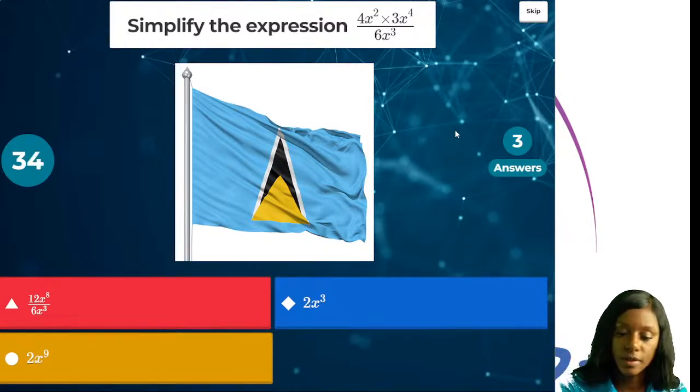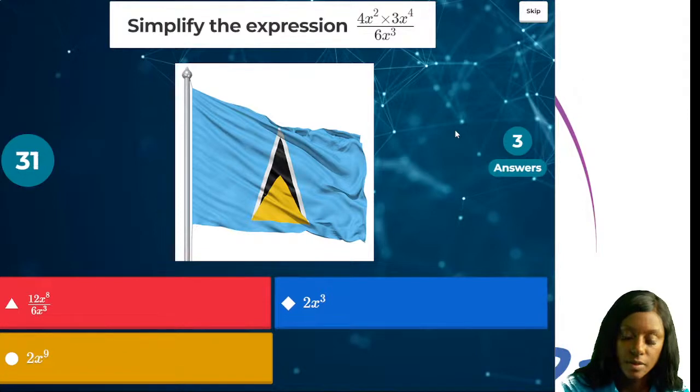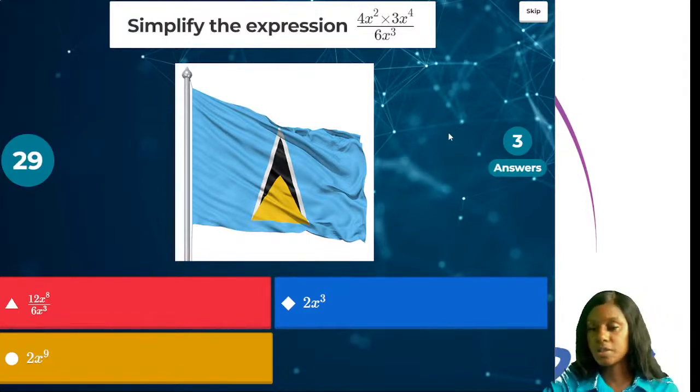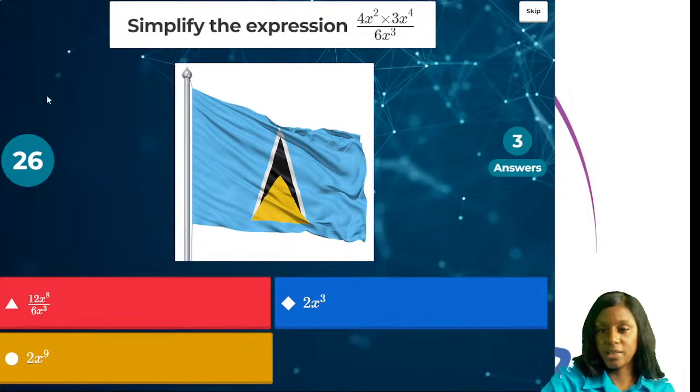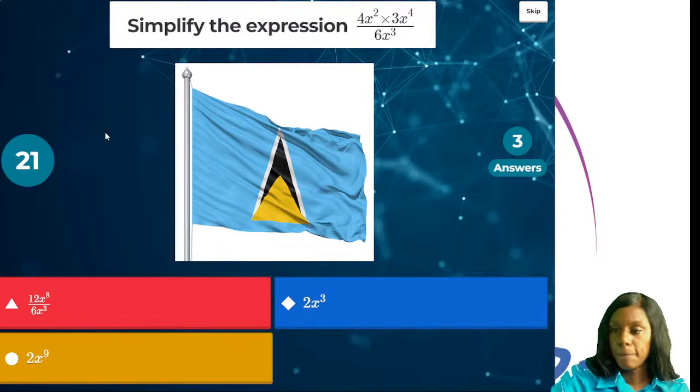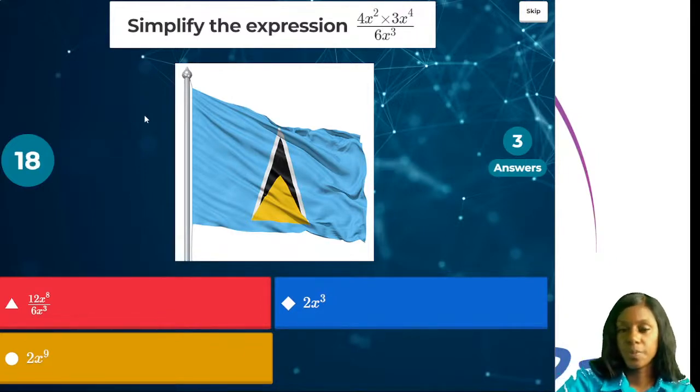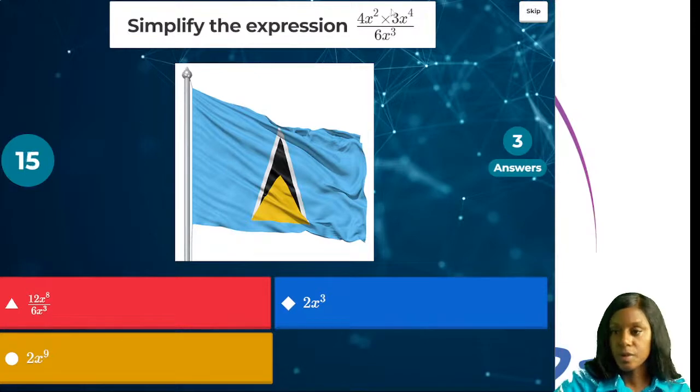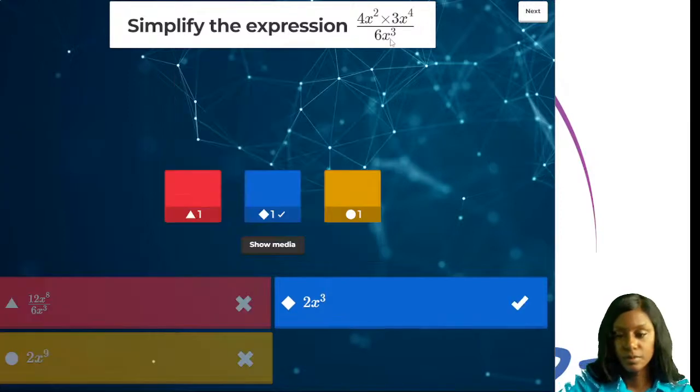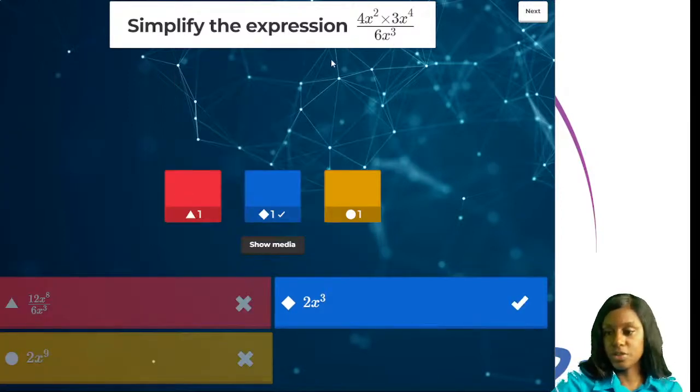Okay, so let's see here. How many persons won this? 3 or 4? I'm not sure. I don't want to end and I'm not giving the person ample time to answer. Okay, so 4x squared times 3x to the power of 4 divided by 6x to the power of 3. Okay, so it is 3 of you on here.